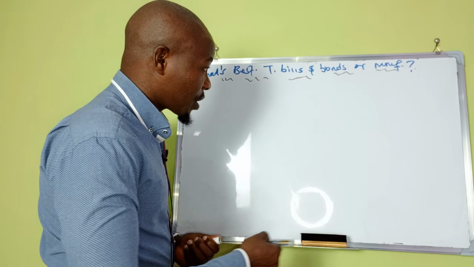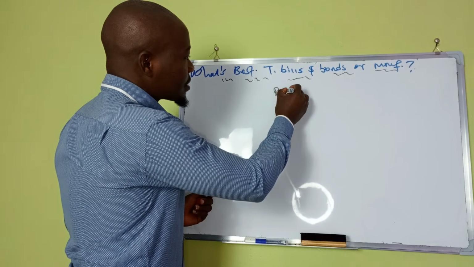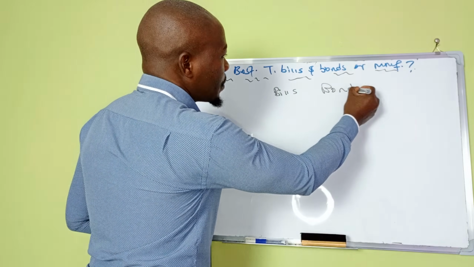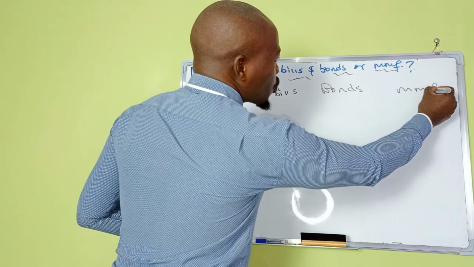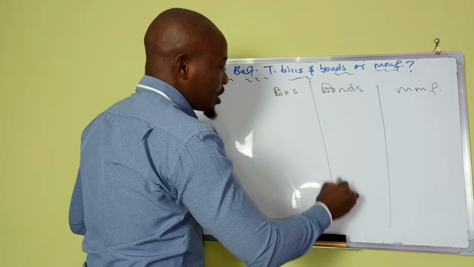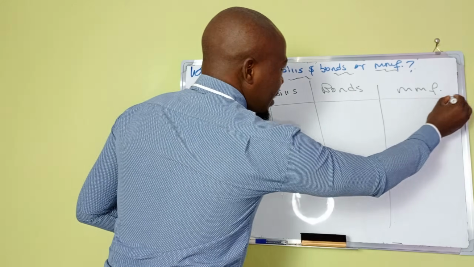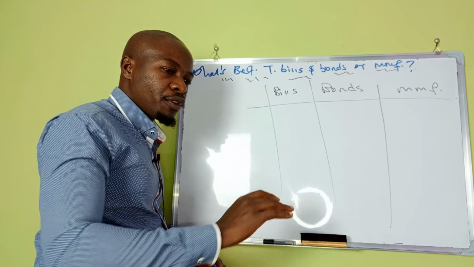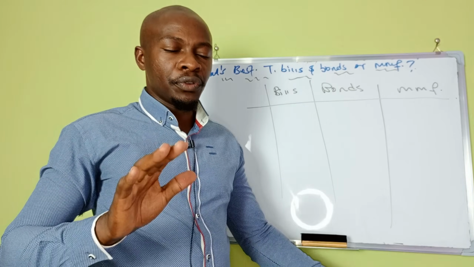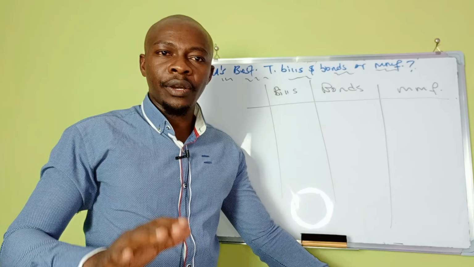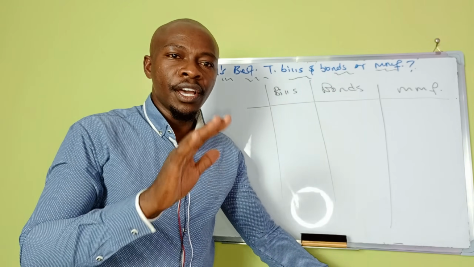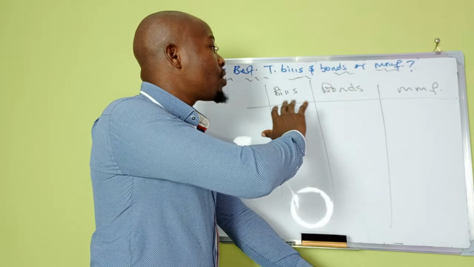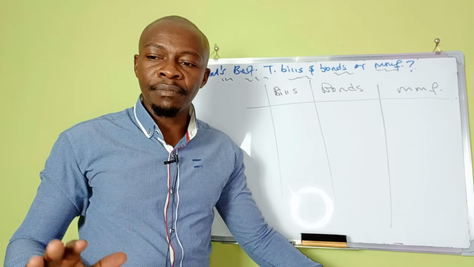We have three things that we're talking about here. We have the bills, we have the bonds, and we have the money market fund. So what does it entail and which one should you start with? There's something that you're supposed to know. First of all, before you even pick any investment method, you need to ask yourself, how much money or how much capital do I have to get started? Because all these three differ in terms of the amount.